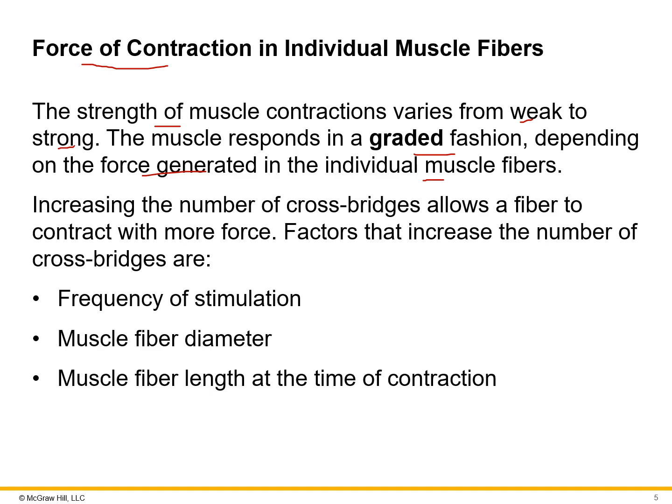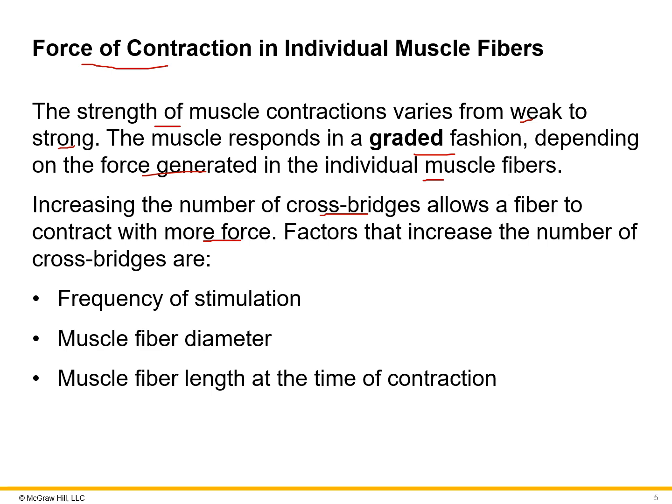By increasing the number of cross bridges, where the actin and myosin are binding when calcium is present, the fibers are able to have more force. If you remember the picture, all along the actin, there are all of those active sites where the myosin heads can attach. Well, if just a few of them attach, then we have a weaker force. If we have a lot of myosin heads attaching, then we have a stronger force.